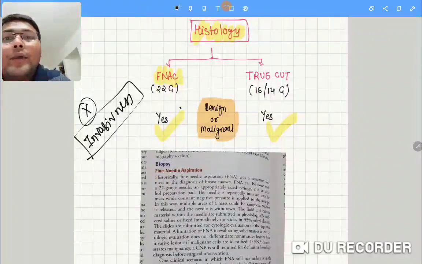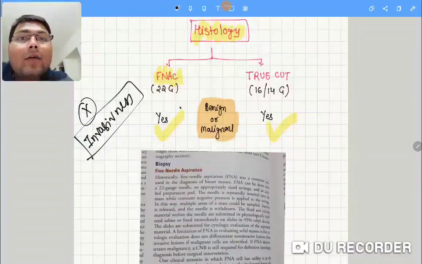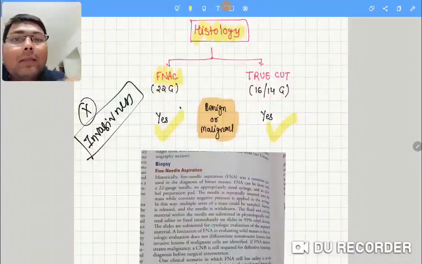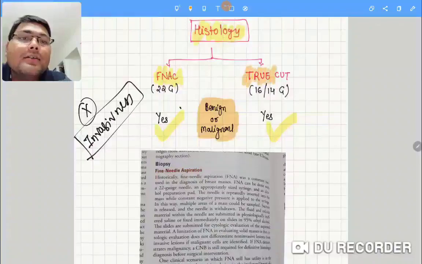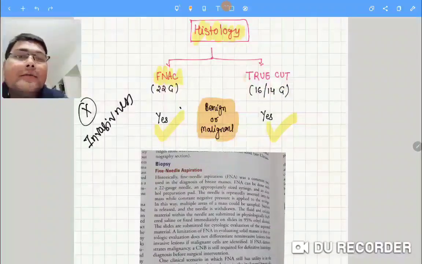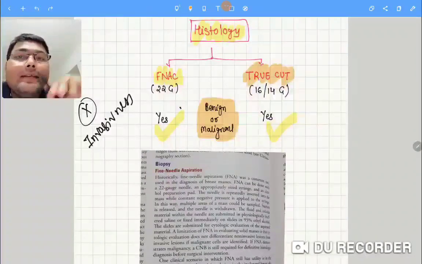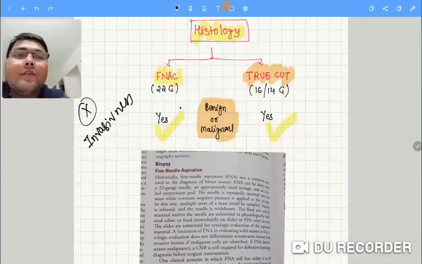Whether this is going to invade the basement membrane or not, FNAC can't tell this, right? For that reason the true cut biopsy is the investigation of choice for the breast lump, because the aim of treating the patient with a breast lump is to rule out malignancy, and for that only true cut biopsy can tell you that this swelling is not malignant, this is benign. So that's why it is the investigation of choice.